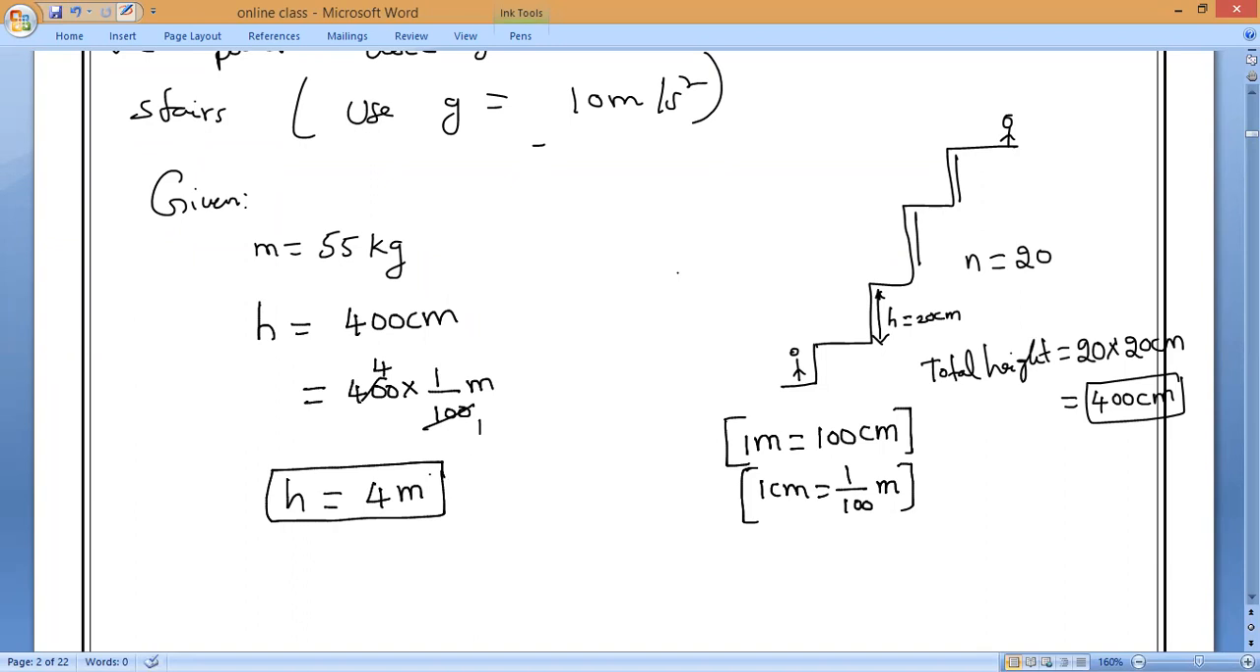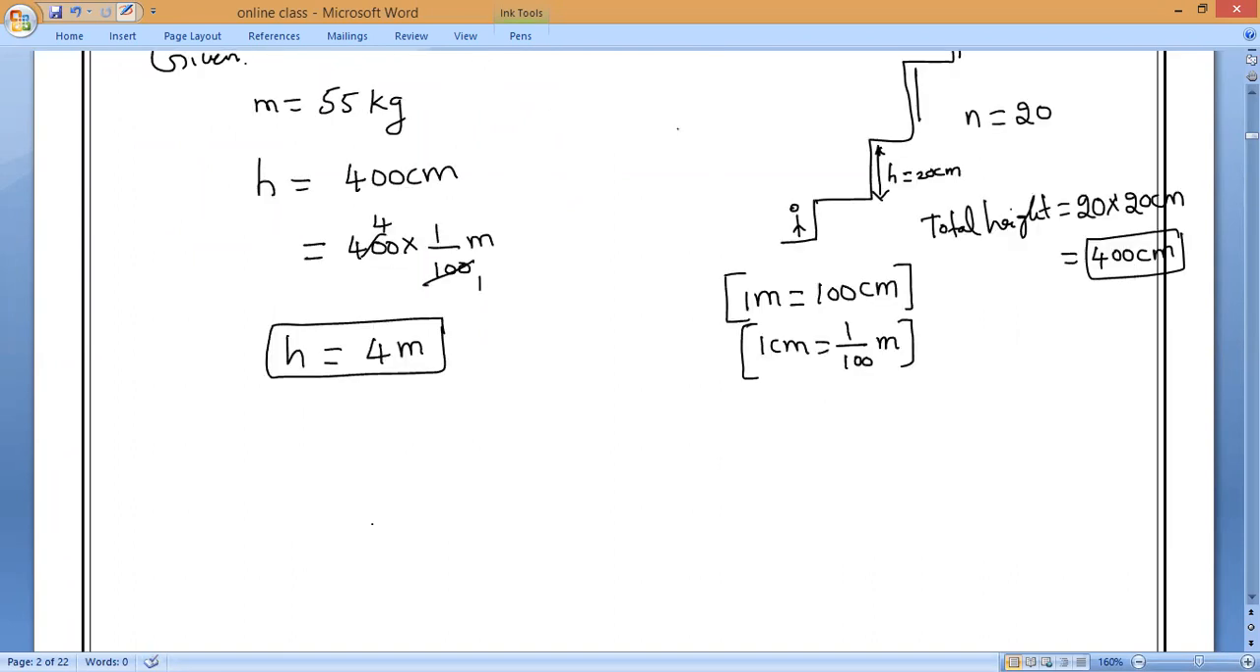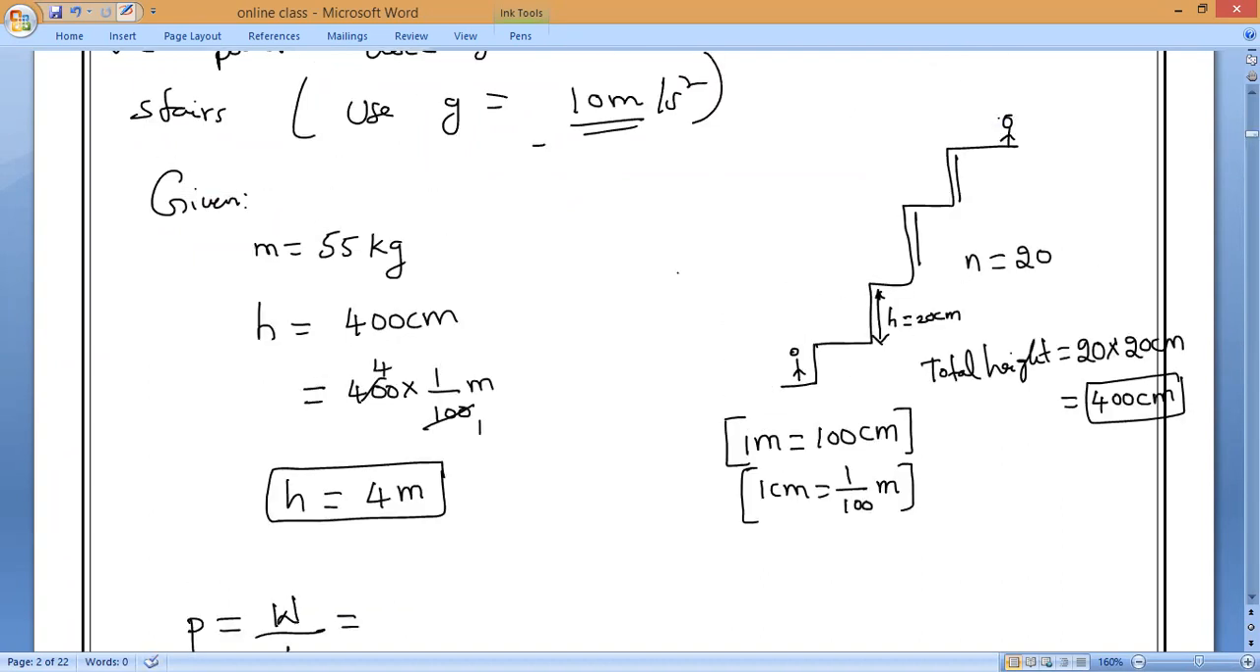Now, we know the height and we know the mass, and we also know g value, they have given 10. So what is the power formula? Power P is equals to work done by time. And working against gravity, he is climbing up. So working against gravity.